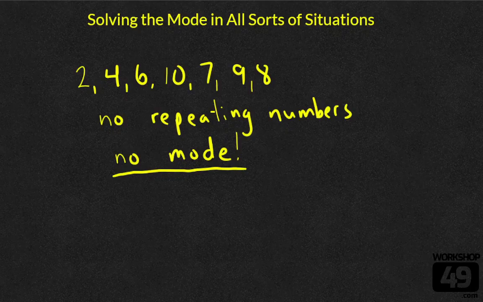So these hit the different situations where there's one mode, or you can have multiple modes, or if no number repeats at all, you can simply say no mode.